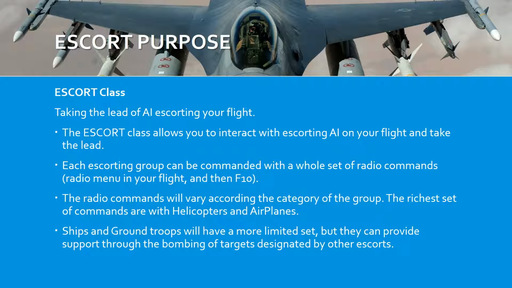These can be planes, helicopters, ships, or ground units. And the class allows you to interact with the escorts while taking the lead, giving them commands to do certain tasks. And these commands you can find in the radio menu under function key number 10. And the radio commands will vary according to the category of the group, meaning ships will have fewer commands than, for example, helicopters.